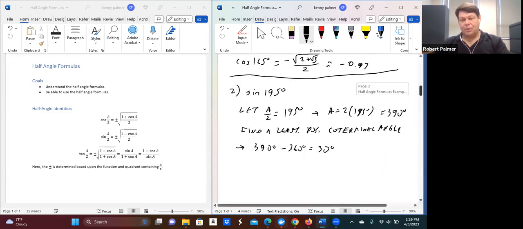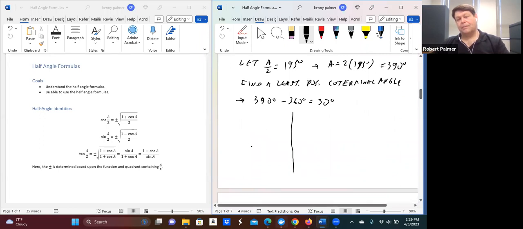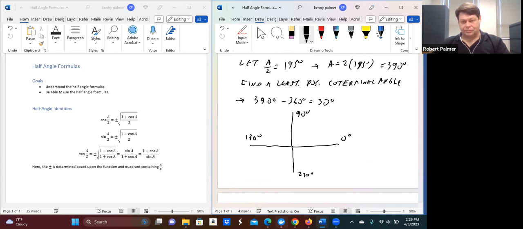degrees. So let's draw a picture of this. 0, 90, 180, 270. So right here is approximately 30 degrees. And then if we go all the way around and back here, then that is, of course, 390 degrees. And then actually 195 is actually in quadrant 2. That's 195 degrees. Okay, that's our original angle.